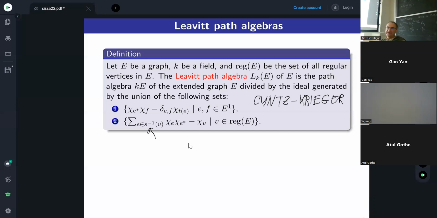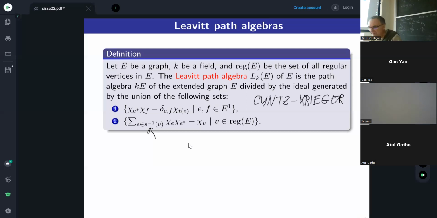The second condition is about vertices. Because I cannot tell you what chi e times chi e star is, because this depends on how many other edges are shooting off this vertex. So in particular, if this vertex is an infinite emitter, this is completely cancelled. There's no relation whatsoever. It must be a regular vertex. But if it is a regular vertex, I take all edges emitted from this regular vertex. I take all these idempotents, which are chi e chi e star. I sum them together, and guess what? I get chi assigned to the projection, which is the source of all these edges.